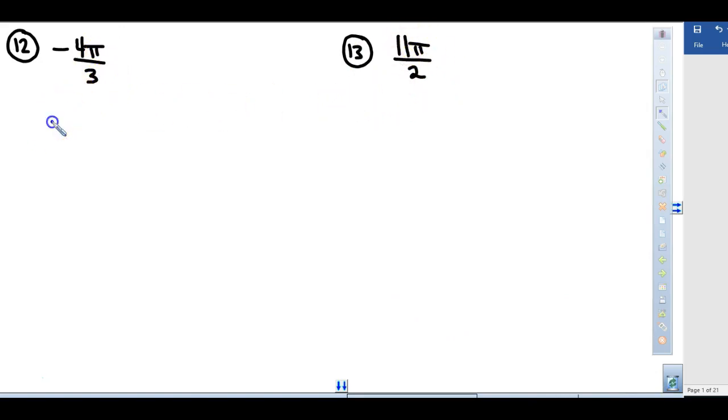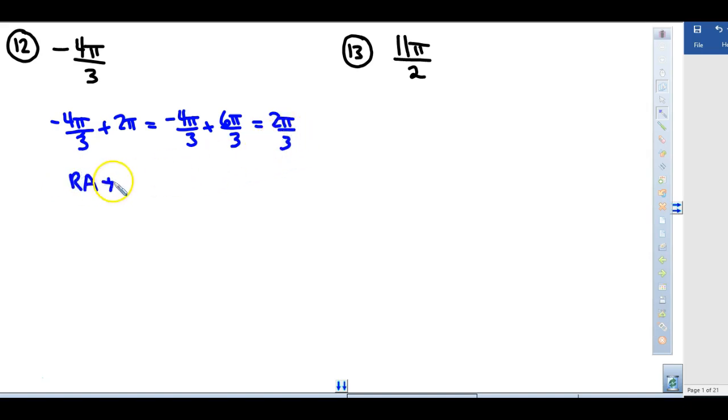Find that coterminal angle. Take negative 4 pi over 3 and add 2 pi. Got to get that common denominator right there. That's 2 pi over 3. Okay? Your reference angle, if your denominator is 3, then your reference angle is going to be pi over 3. Now, your ordered pair for pi over 3 is 1/2 and the square root of 3 over 2.